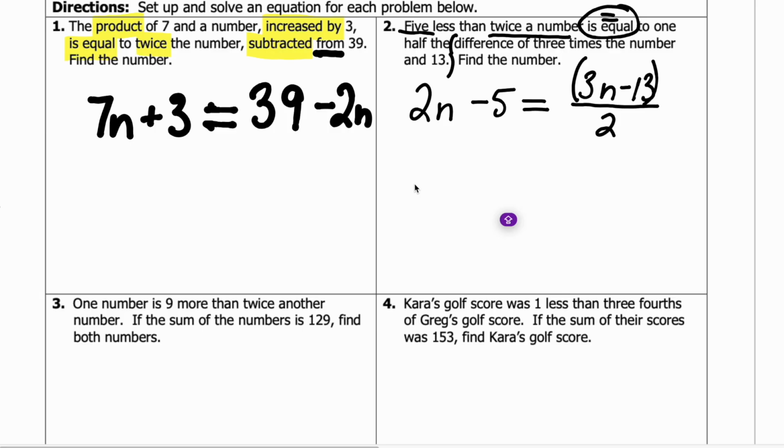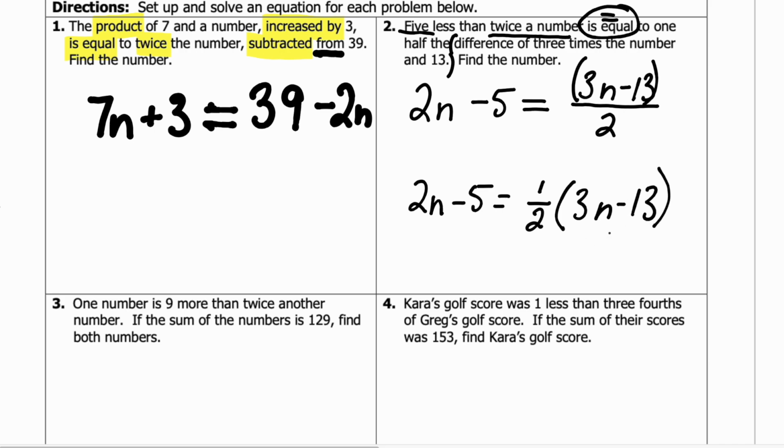So we would keep the first portion the same. That would be 2n minus 5 equals 1 half. So you could do 1 half times 3 times our number minus 13. Either of these will work, whichever way makes more sense to you. But just remember that when you have half of something, you're just dividing it by 2. So you can multiply by 1 half or you can divide by 2. They're both the same thing.